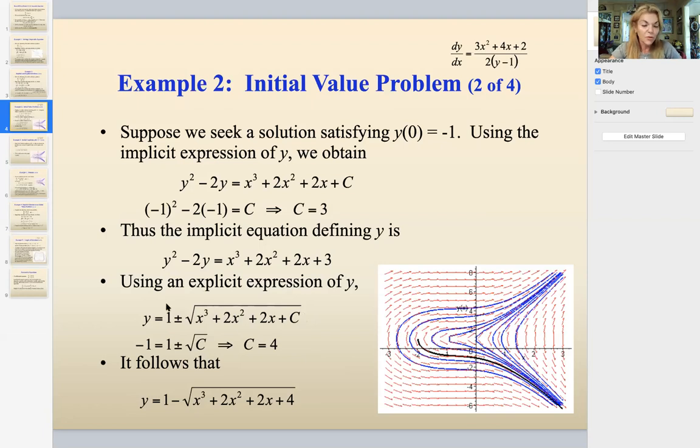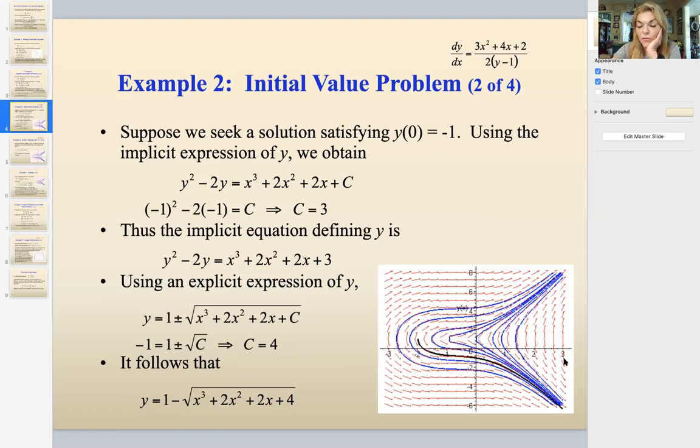So you could use this just as well to solve for the initial condition, in which case you put in -1 for y and 0 in for x. And again, you have to use the minus, that's obvious. And so you get c equals 4. And so here's the solution in this case. When y at 0 is -1, here's your explicit solution, which is almost the same thing we had before. It's a different sign right in front of that square root.